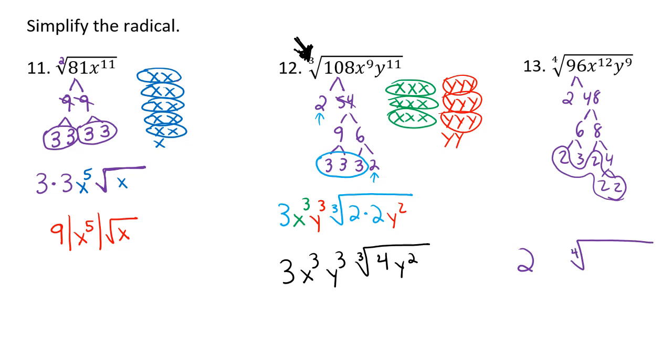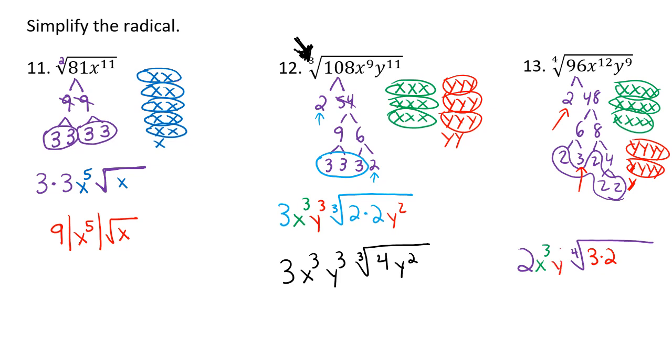Don't forget to write your index. I had a 3 and a 2 that did not get circled. So that's going to go inside the radical. And I have 12 x's. So 1 circle, 2 circle, 3 circles. X to the 3rd. Going to do the same thing with the y's. 1, 2, 3, 4, 8, and 9. 1 circle, 2 circle, y to the 2nd. 1 y left over. All right, just going to clean this up.